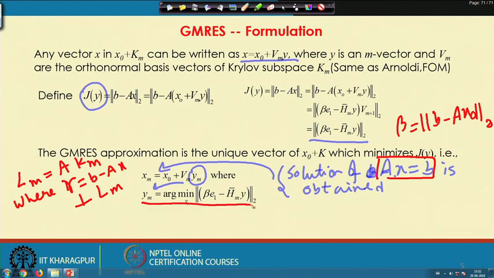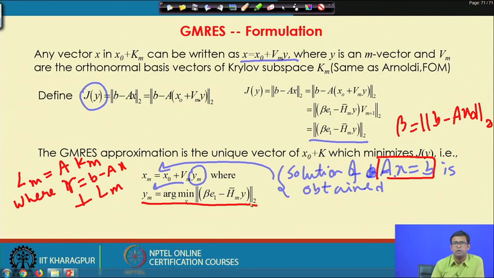And with this y m, we multiply it with the basis vectors V, and we will get the solution. So, essentially solving A x is equal to b boils down to finding the minimizer of the L2 norm of beta e 1 minus h bar m y. So, instead of solving A x is equal to b, we are trying to find a minimizer of the L2 norm of beta e 1 minus h bar m y.